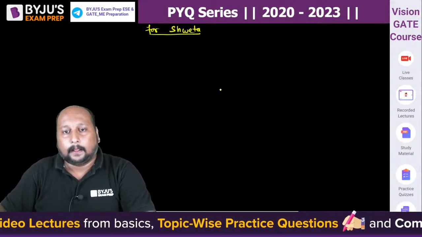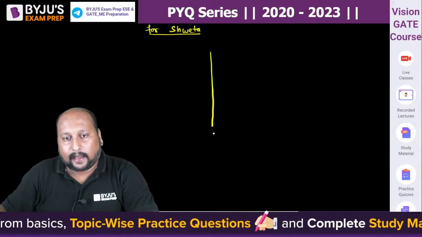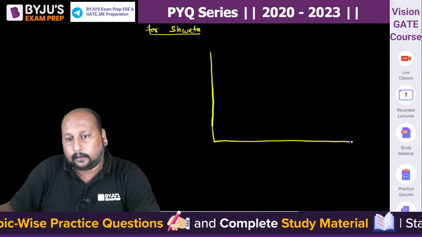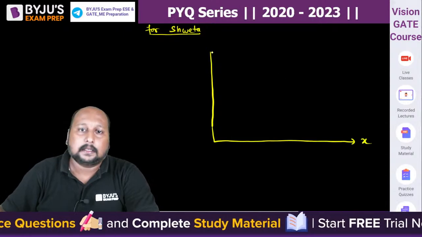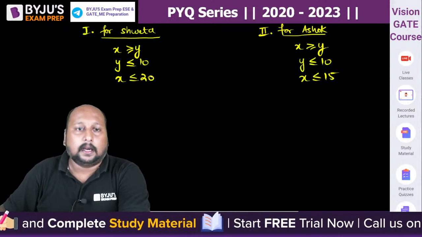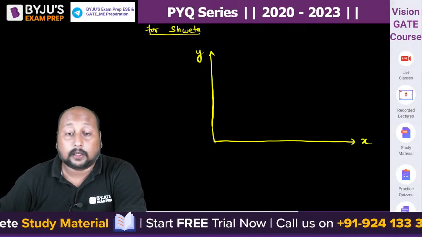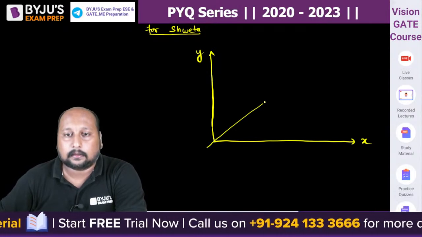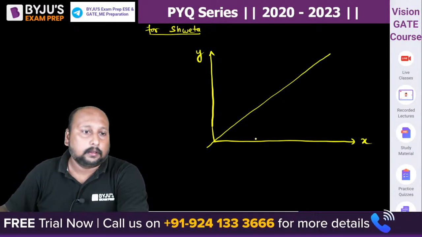Okay, chaliye. So on we are having two axes, x and y. This is x axis, this is y axis. X is less than equal to y. Oh, so x is greater than equal to y. So we'll be having something like this. Okay, fine.